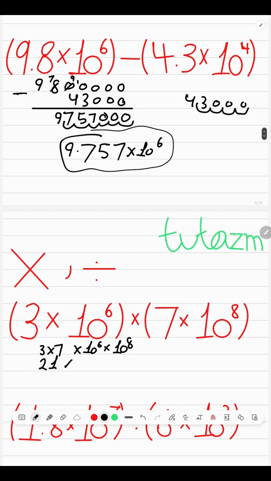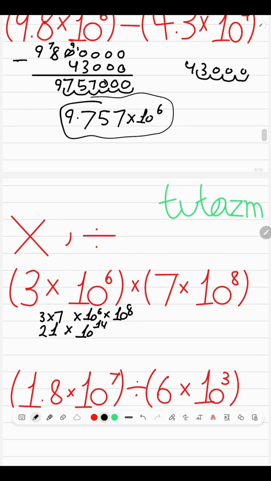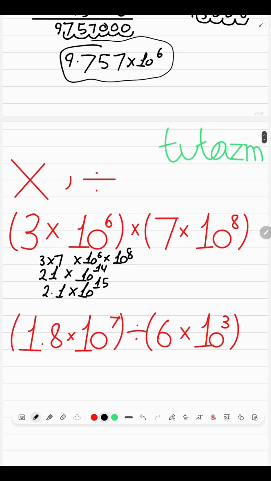and 10 to the 6 times 10 to the 8 is 10 to the 6 plus 8, which is 10 to the 14. This is covered in the laws of indices video, which I will link somewhere here. You might want to check that out because that would be very helpful for this video. So now we've got 21 times 10 to the 14, but this is not in standard form because 21 is greater than 10. So we turn that into 2.1 times 10 to the 15, because we've divided that by 10, but we've increased this by 10. And so it balances out, and that is our final answer.